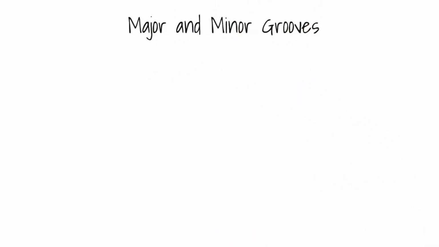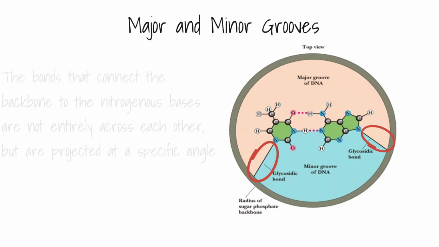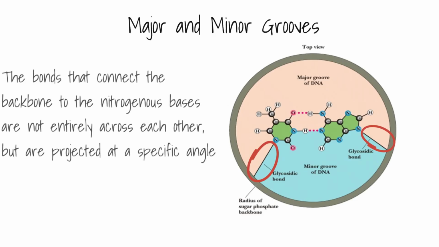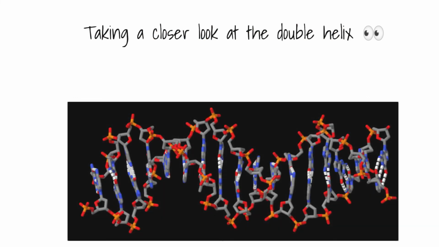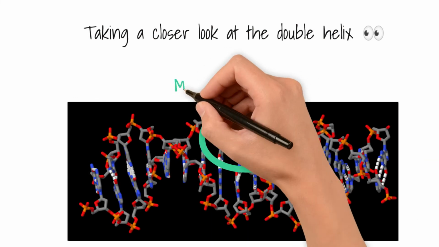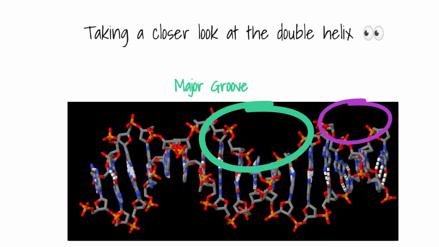In the double helix, the bonds that connect the backbone to the nitrogenous bases in the interior are not entirely across each other, but are projected at a specific angle. This causes the sugar phosphate backbone of the structure to be unequally distributed along the helix. Due to this uneven distribution or spacing, different size grooves are formed and are referred to as minor or major grooves, depending on the spacing. So, this is a much closer look at the helix. The major groove, circled in green, will be wider, and the minor groove, circled in purple, will be narrower.